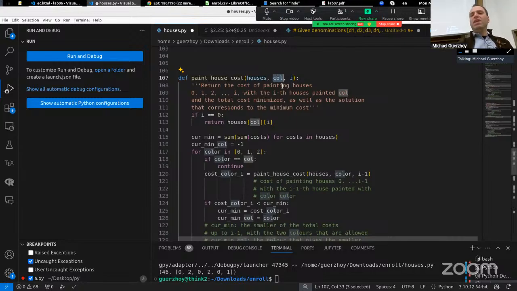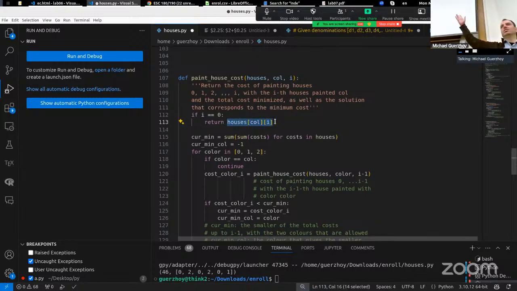So now I added another thing. In addition to returning the cost, I also want to return the solution. So first of all, why is this the cost? Can someone tell me why this is correct for the base case? Yeah, someone else. Yeah.